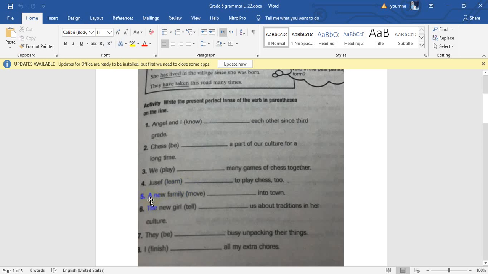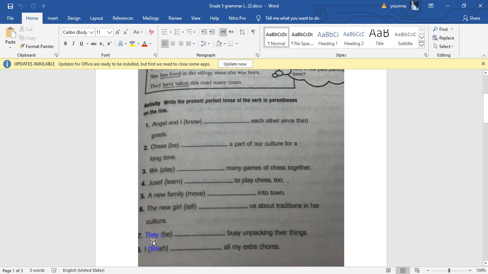Number 5, a new family move into town. A new family, this is singular, so it will take the helping verb has. So it will be has moved. You will add only d. Has moved. The new girl tell us about traditions in her culture. The new girl, this is singular, so it will take the helping verb has, and tell, it's irregular verb, so it will be told. So the new girl has told. Has told.